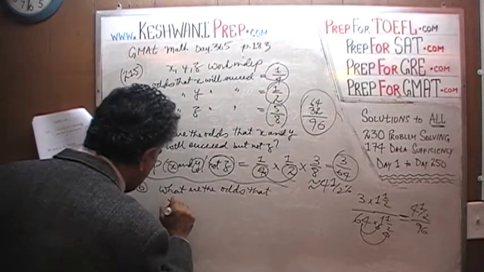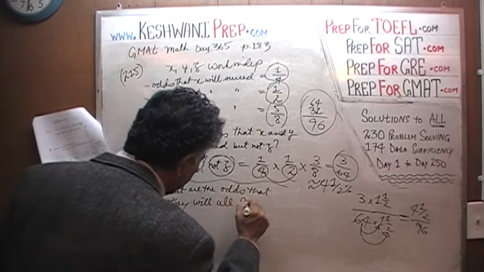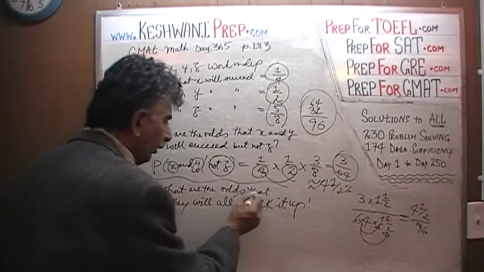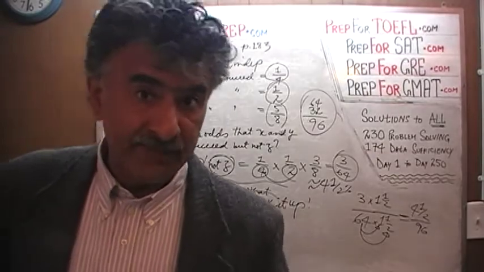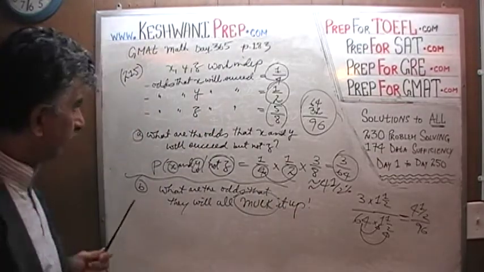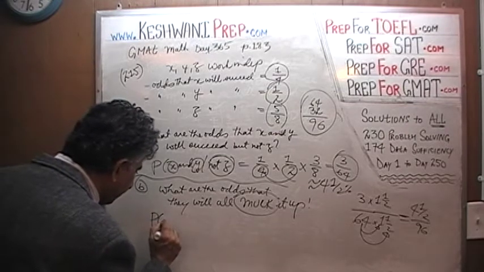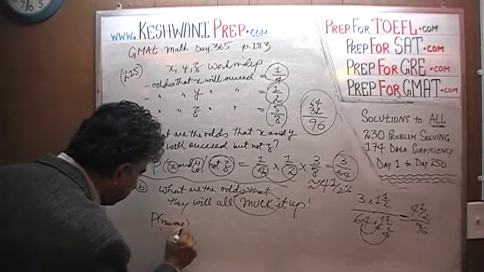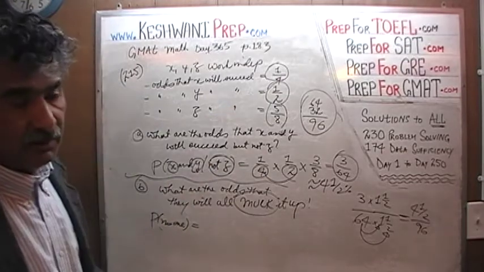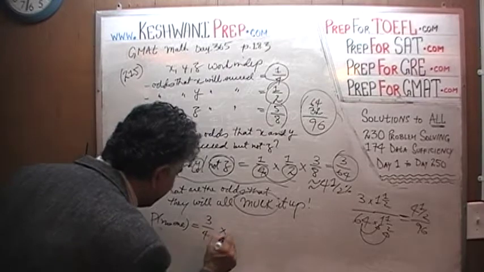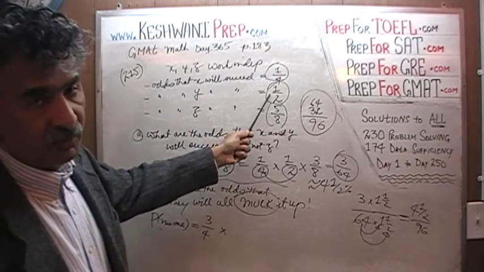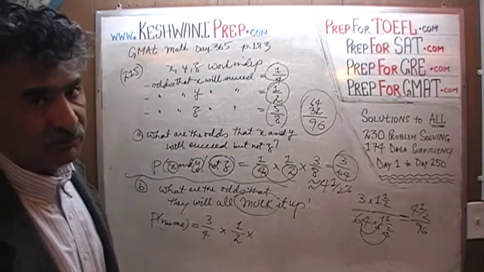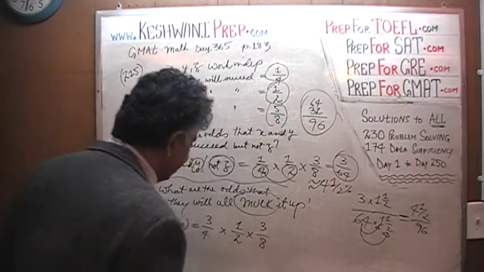What are the odds that they will all muck it up? Muck with an M, as in Mary, not an F. Do you understand? Well, let's find out, shall we, very quickly. The odds that no one will succeed: it's a 1/4 chance that X will succeed, therefore there's a 3/4 chance that he will not succeed. Y has a 1/2 chance of being successful, therefore he also has a 1/2 chance of not being successful. And Z has a 5/8 chance of being successful, therefore there's a 3/8 chance that he will not be successful. That's all it is. We're done.